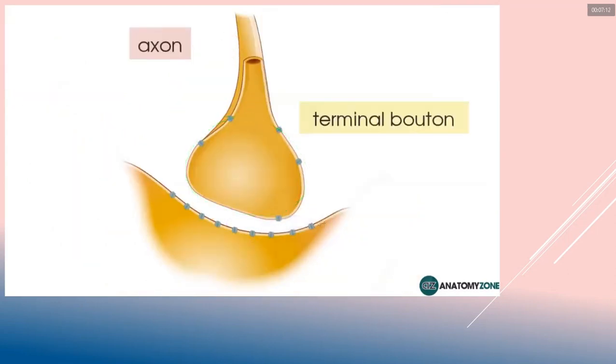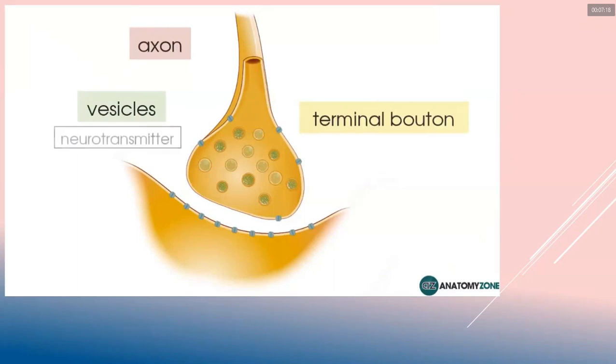Within this synaptic bouton, you've also got these vesicles, which are membrane-bound structures which contain the neurotransmitter, so the chemical which will bind to the postsynaptic receptors. So how does the chemical within these vesicles act?